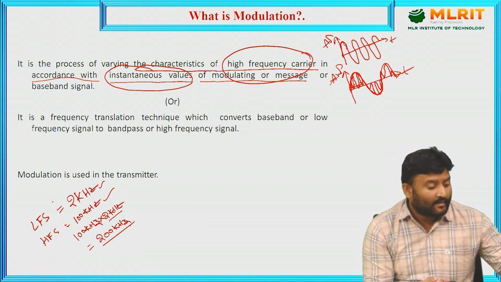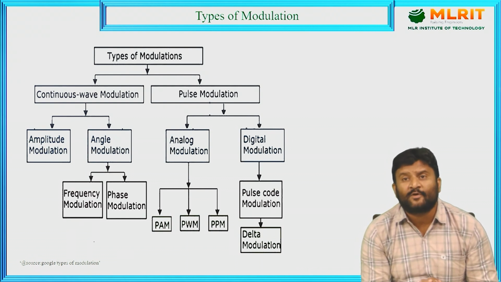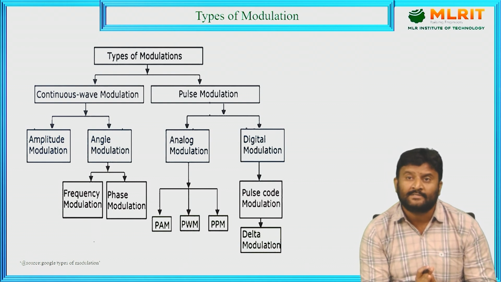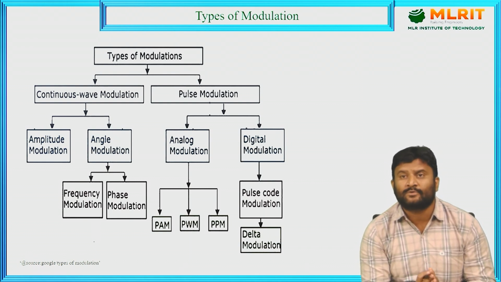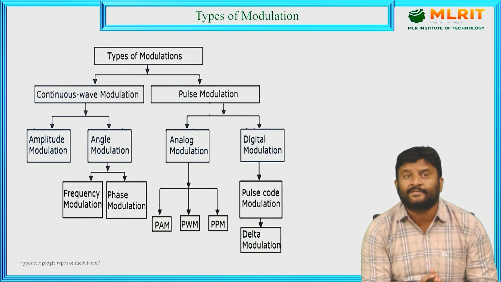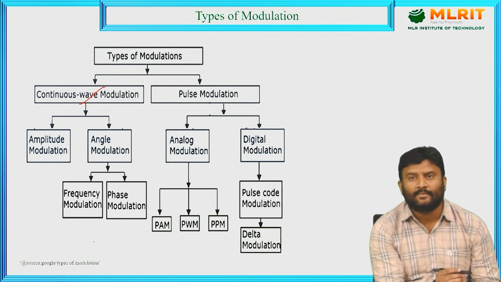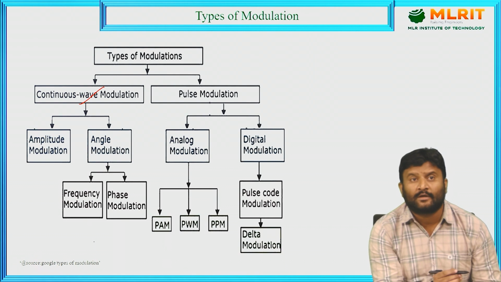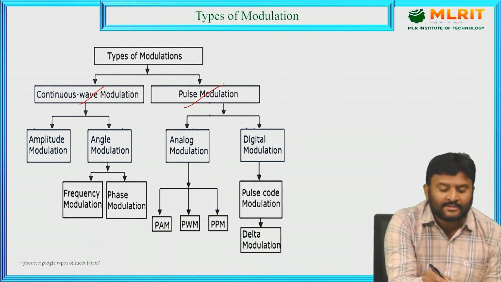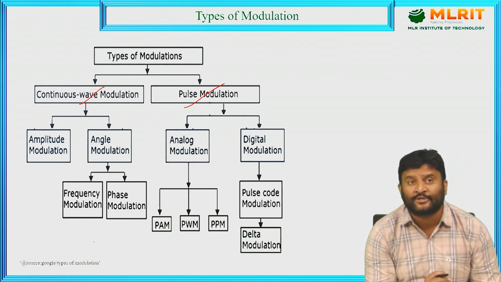Then, what are the types of modulations? First, we have some idea about modulation. Modulation happens when two signals are needed. With respect to that knowledge, modulation can be classified or categorized. The first one is continuous wave modulation. Continuous wave modulation is also called analog modulation techniques. And the second one is pulse modulation. Continuous wave modulation and pulse modulation.